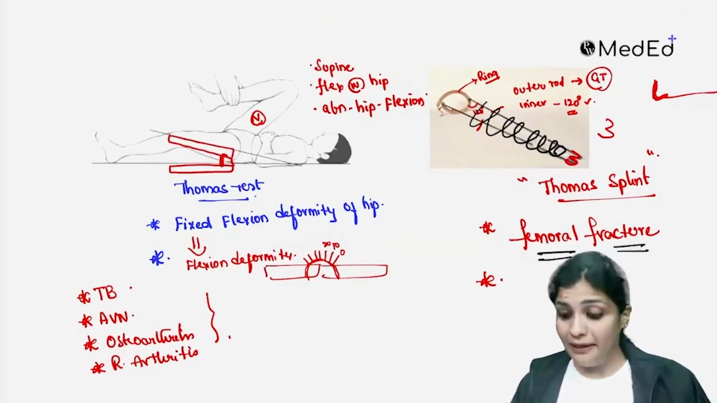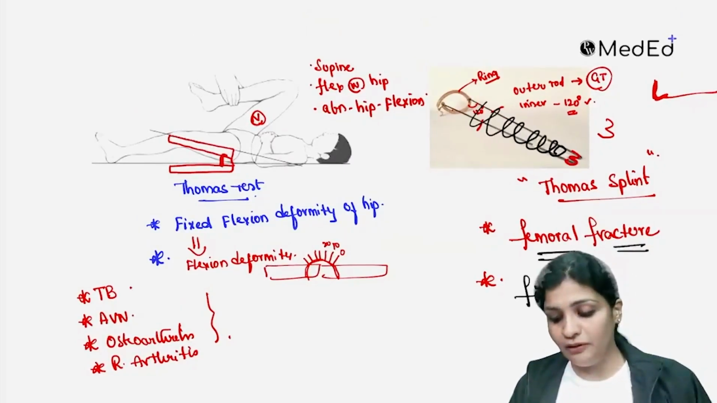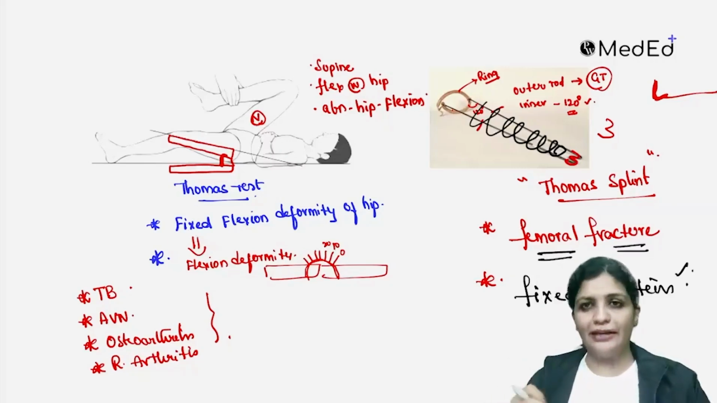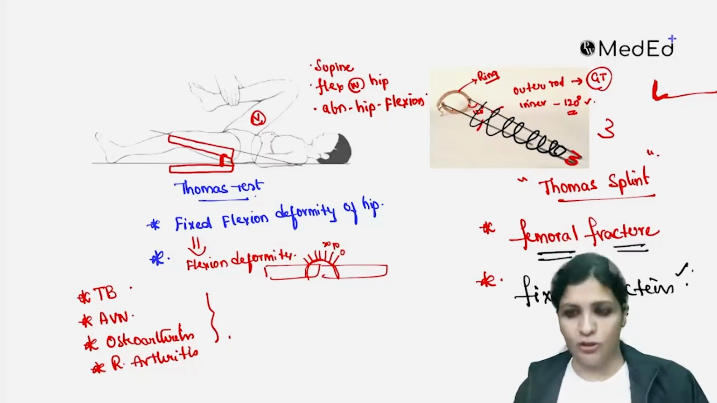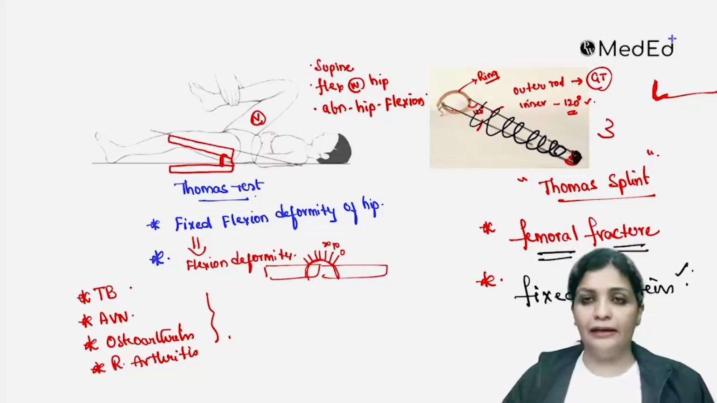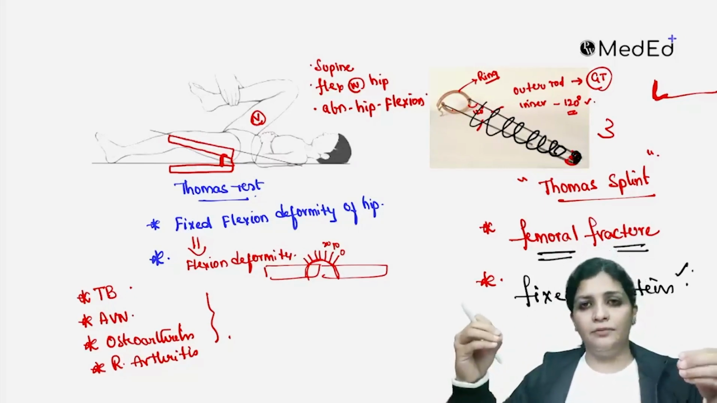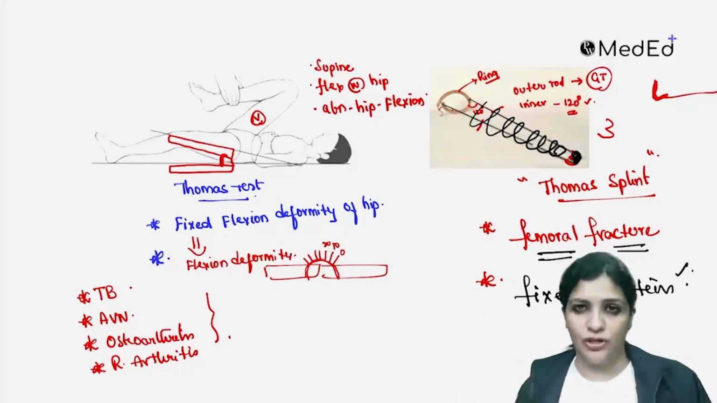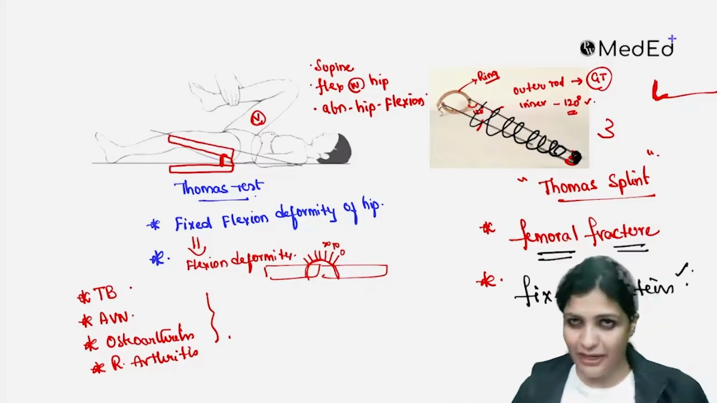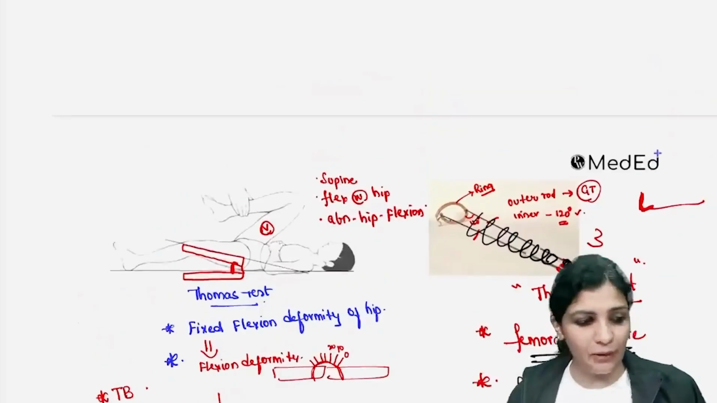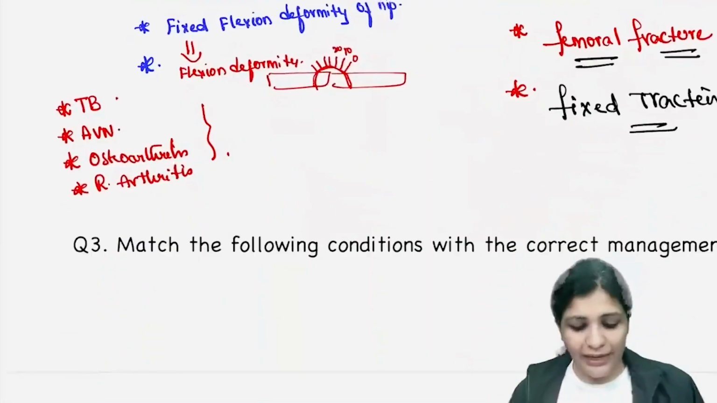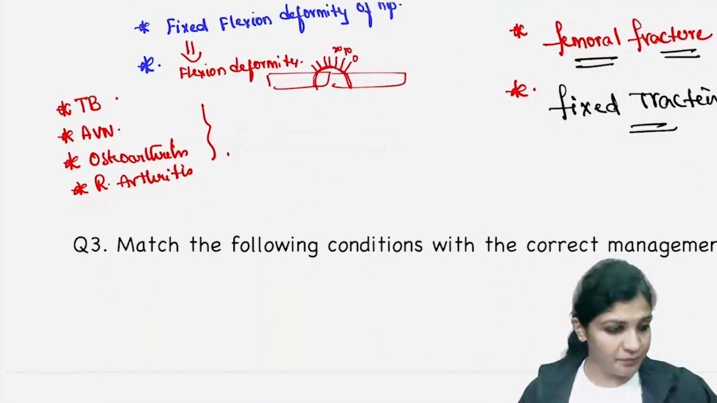And this Thomas splint can sometimes also be used for fixed traction. So what you do, you put the limb there and you can use a fixed traction. You can tie traction to that particular limb also, because the two rods will give it firm stability. So this is called a fixed type of traction, right? So this is about the Thomas test and the Thomas splint, right? Understood? Let's move on to the third question.